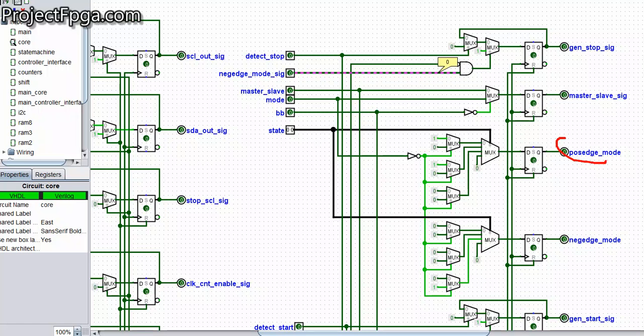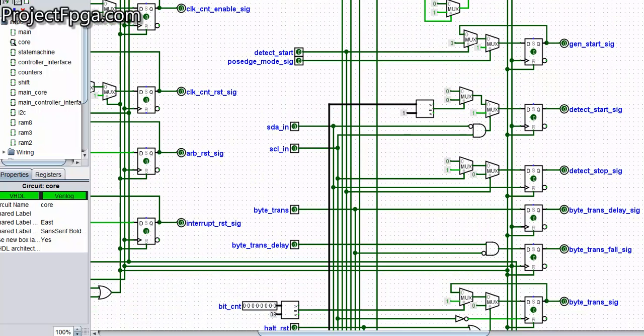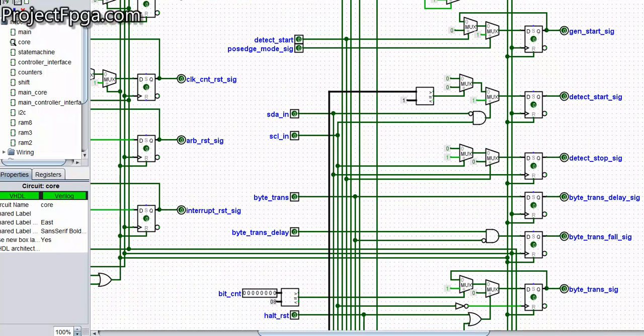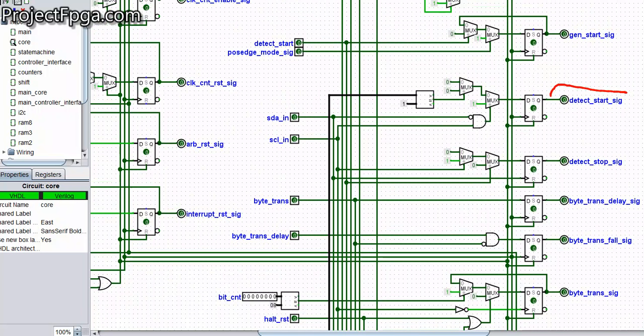So this is the positive edge mode and the negative edge mode. These are them here that were used for the gen start and the gen stop. You can see the detect start, detect stop also. So how does the detect start work? How does it know? Remember the start condition says whenever SDA is low and SCL comes high, we have a detect start condition, or more like our normal start condition.